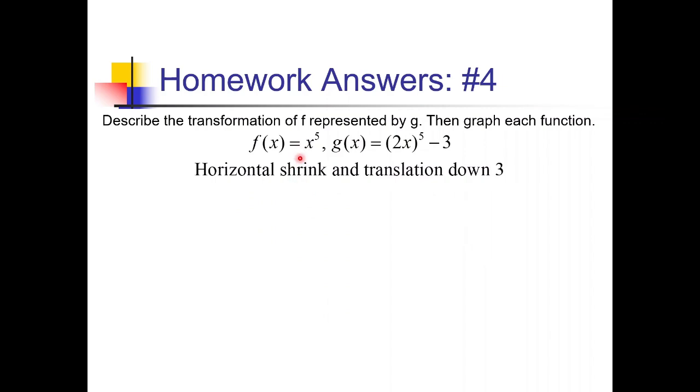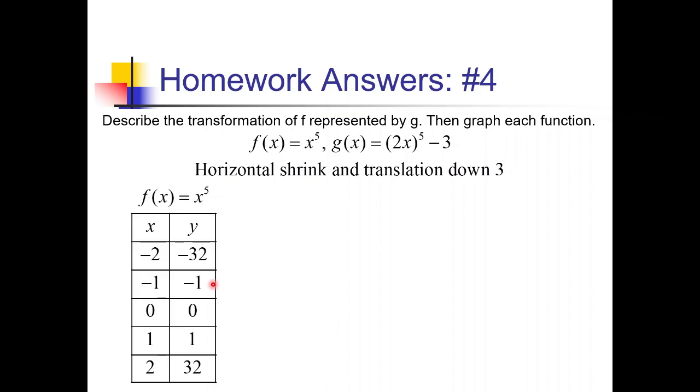So let me do my parent table of x to the fifth. That's going to be -2 through +2 raised to the fifth power. -2 to the fifth is -32. -1 to the fifth is -1. 0 to the fifth is 0. And then 1 to the fifth is 1. And 2 to the fifth is +32. So this one is not left-right symmetrical. This is point symmetry that we've got going on with this one.